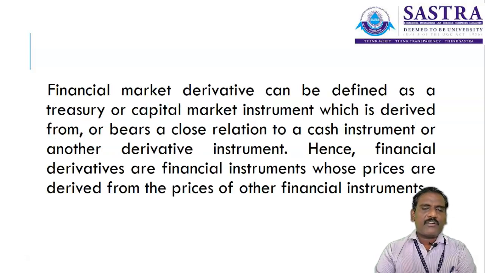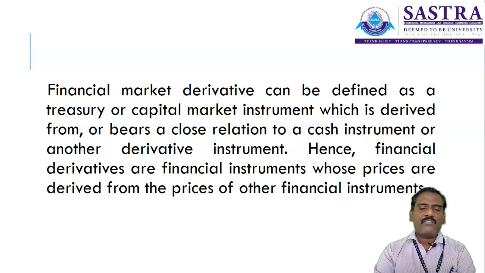The futures market is based on different parameters, and it is also based on the financial market. So financial market derivatives can be defined as treasury or capital market instruments which are derived from, or bear a close relation to, the cash market instrument or any other derivative instrument. Hence, financial derivatives are financial instruments whose prices are derived from the prices of other financial instruments. So we call them financial derivatives.